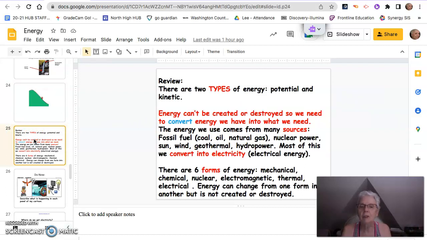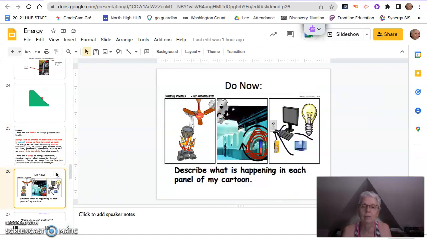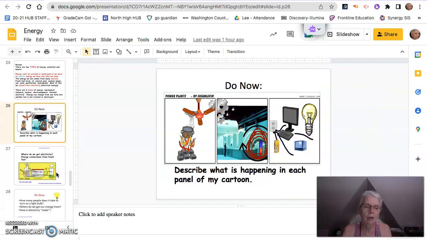There are two types of energy, as we know, potential and kinetic. Potential just means it's stored. Kinetic means it's movement. We know that energy can neither be created nor destroyed, only changed. Six forms of energy are mechanical, chemical, nuclear, electromagnetic, thermal, and electrical. Energy can change from one form to another, but not be created nor destroyed. So describe what is happening in each one of these panels. I'll have you do that.